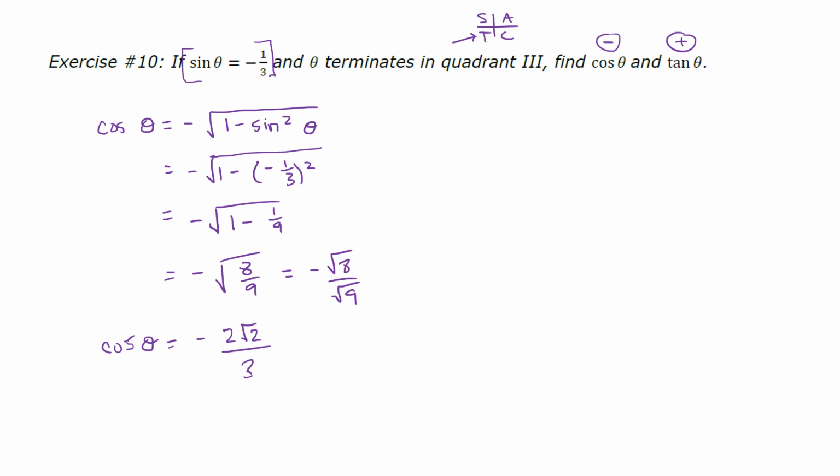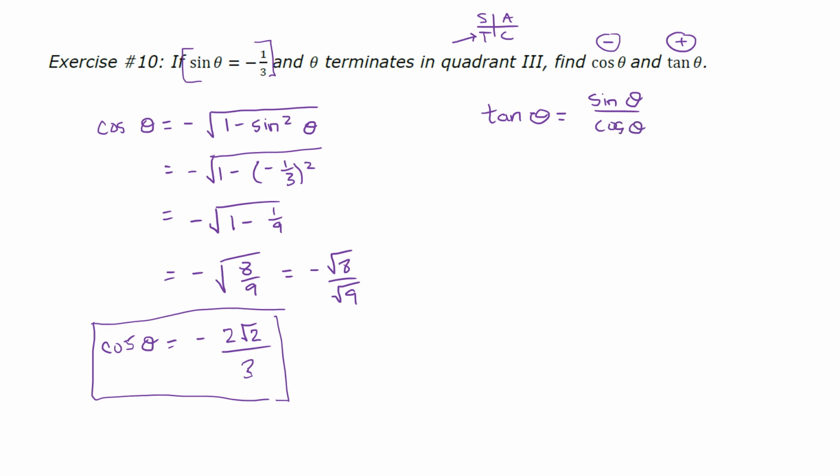Okay, so now that we have found cosine, let's find tangent. Well, we know that tangent equals sine of theta over cosine of theta. We know sine theta is negative 1/3. We know cosine theta is negative 2 square root 2 over 3. So if we were to simplify this ratio, we would get 1 over 2 square root 2.